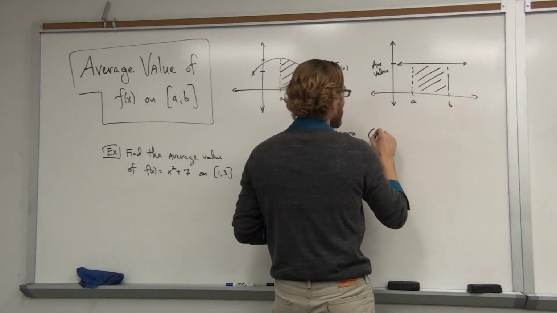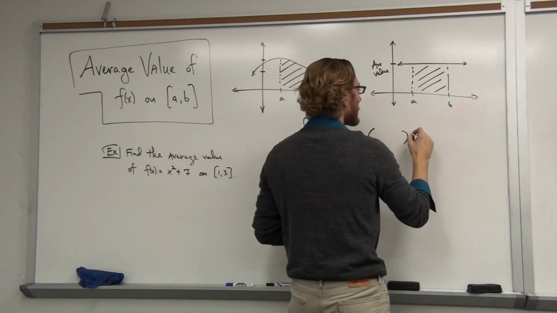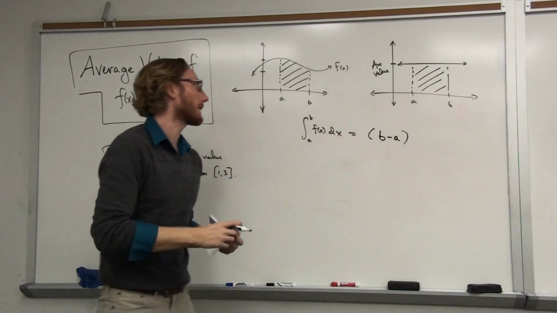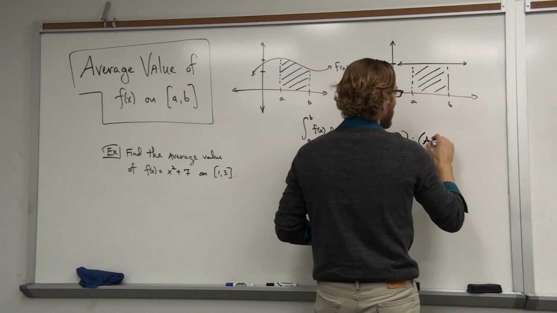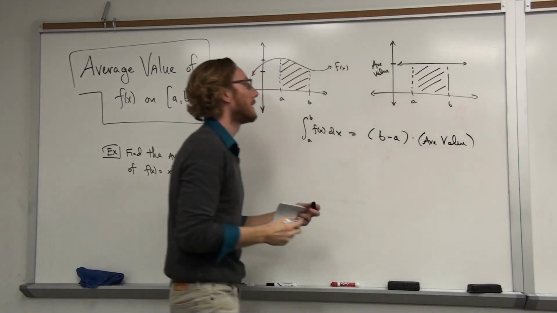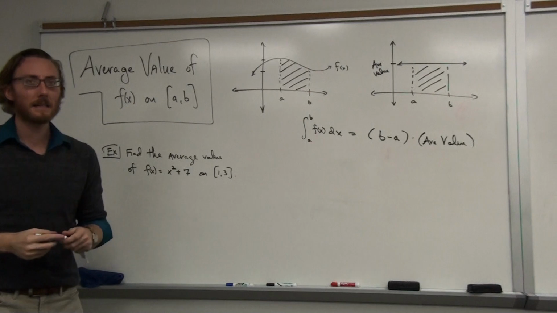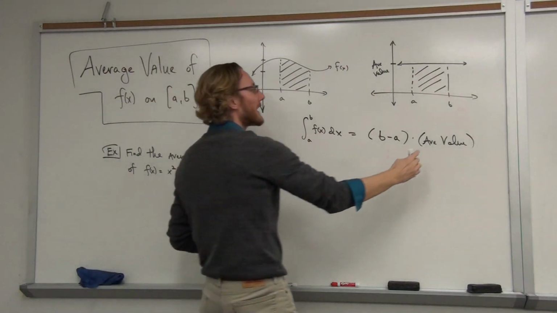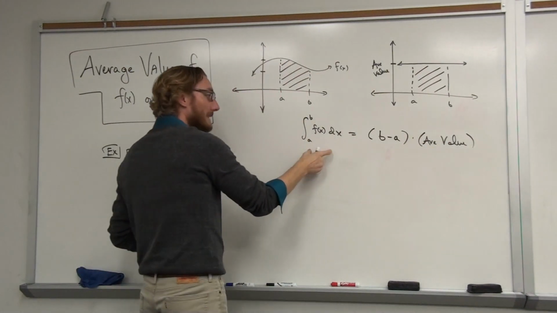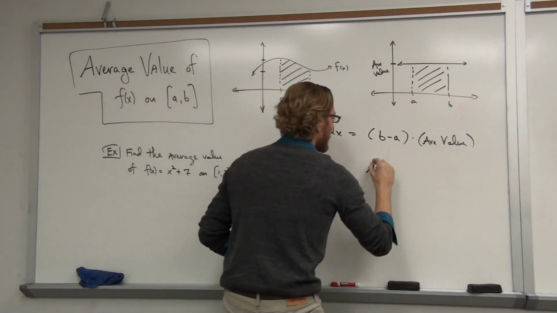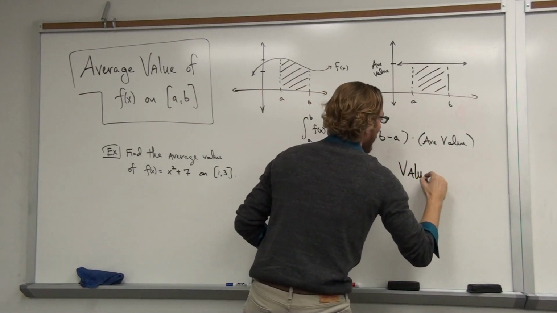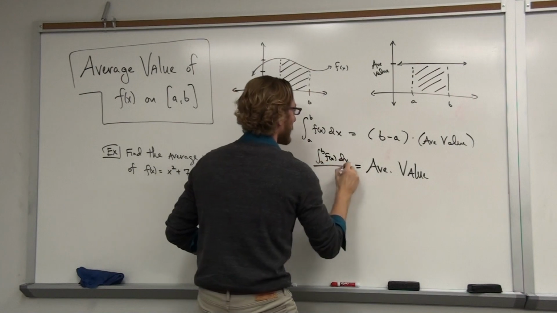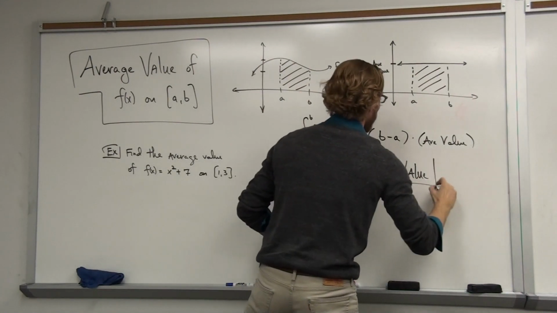Like any box, it's just base times height. What's the base? The base is b minus a. That's the distance along the x-axis. What's the height? The height is the average value. But now, the whole purpose of this discussion was to nail down what the average value is. Well, you see, if the average value multiplied by b minus a is the integral, well then divide both sides by b minus a, and we can say that the average value of our function is just whatever the area under the curve is divided by b minus a.